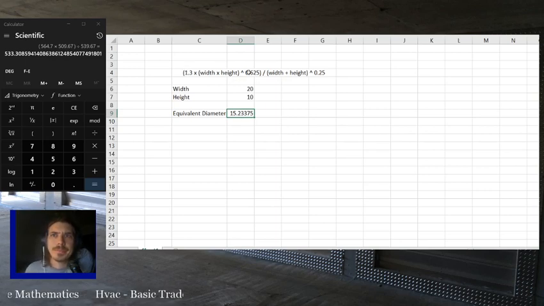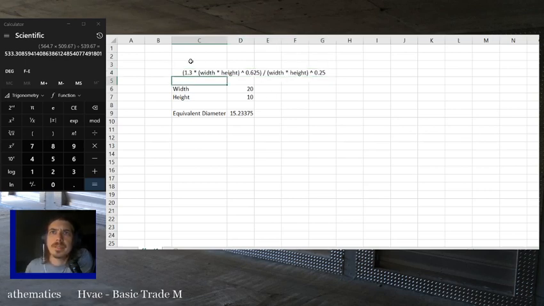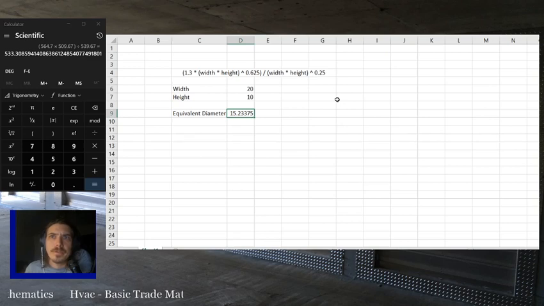So you basically just plug in all that stuff right here. If you want to see how you do it, we can put an asterisk here, because that's how you multiply. Asterisk there, multiply. Asterisk there, multiply. You basically just plug all that information into the formula here and pick these cells, and it'll spit out an equivalent diameter of 15.23375 duct. So if you wanted to use a round duct, you'd round up, go into a 16-inch round. That's the same as a 20 by 10 duct, basically.